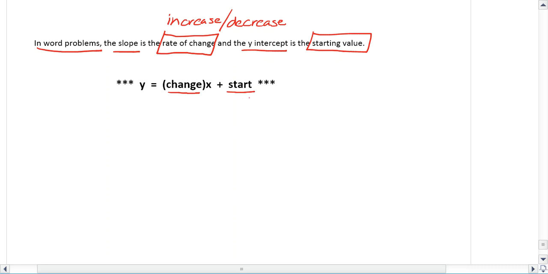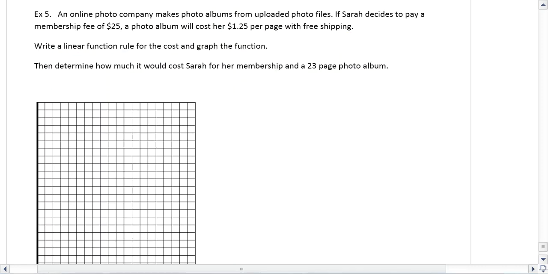And so that's going to be part of our discussion in class. I'll ask and we'll discuss which of these numbers in the word problem is the start and which is the change. So think of those two things as we're reading this. An online photo company makes albums when you upload your pictures. So this person decided to become a member of this site, and she paid a membership fee of $25. So right now I want you to start thinking, is that the slope? Is that how much it's changing each time? Or is that the start and the y-intercept?